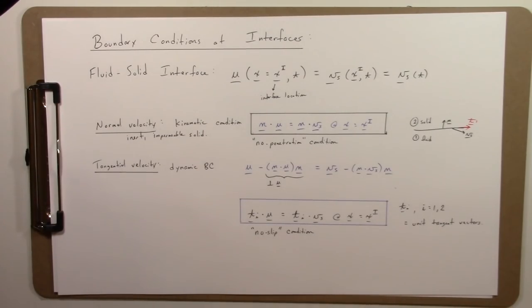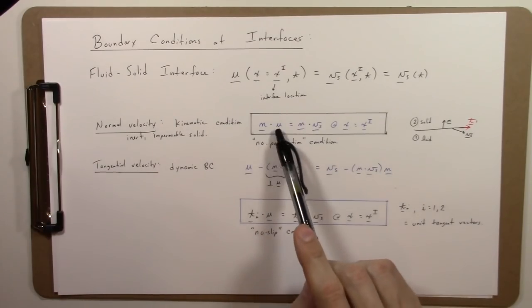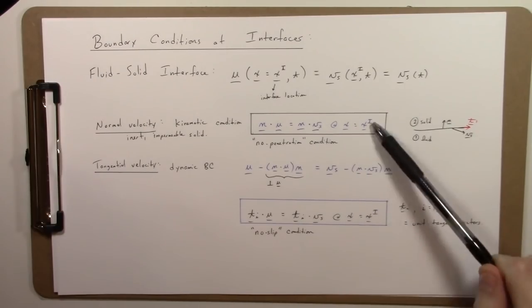For a stationary, inert, and impermeable solid, as we said, Vs is equal to 0, and as a result, we get that both n dot u is equal to 0 and t dot u is equal to 0 at a stationary, inert, and impermeable solid. That's the most common case we're going to have, but we will also encounter moving solid surfaces, so it is good to know this more general form of these two boundary conditions.